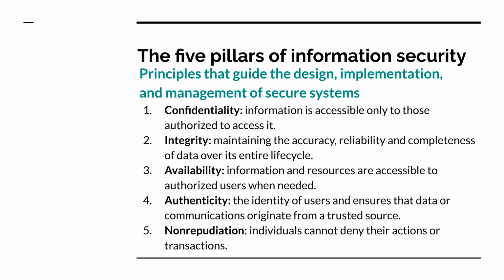to data. Availability ensures that information and resources are accessible to authorized users when needed. This third pillar focuses on ensuring timely access to data and services. Measures such as redundancy, fault tolerance, and disaster recovery planning help maintain availability by ensuring continuous access to systems and resources. Authenticity verifies the identity of users and ensures that data or communications originate from a trusted source.